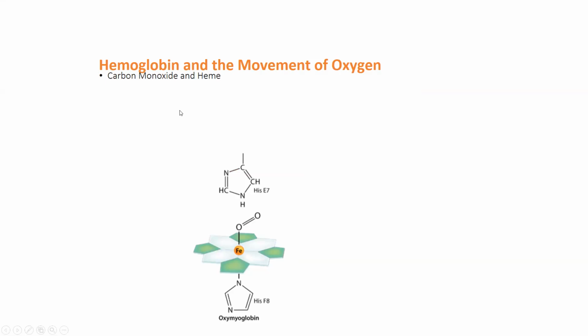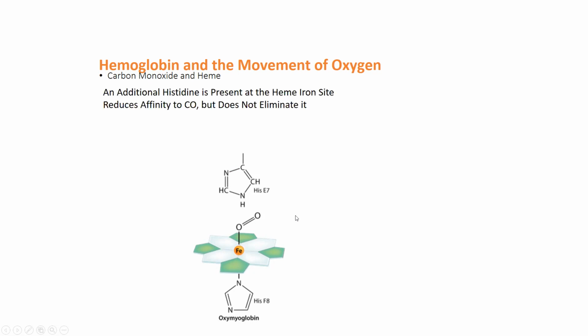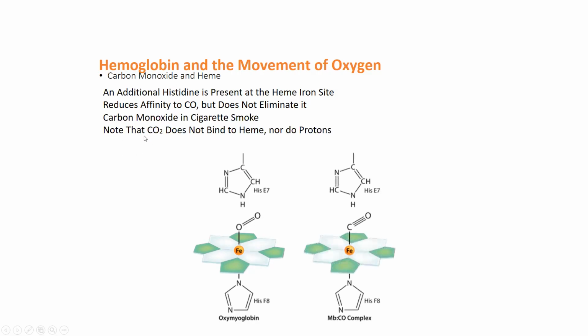Okay, so carbon monoxide and heme. So you see carbon monoxide, this is our oxyhemoglobin. It has oxygen, it has our protoporphyrin ring, it has our histidine group, it has our ferrous iron. And what happens is an additional histidine is present at the heme iron. It reduces the affinity to carbon monoxide, but it does not eliminate it. So carbon monoxide is found in cigarette smoke. So note that the carbon dioxide does not bind to the heme, nor do the protons. So that is in the state of carbon monoxide.